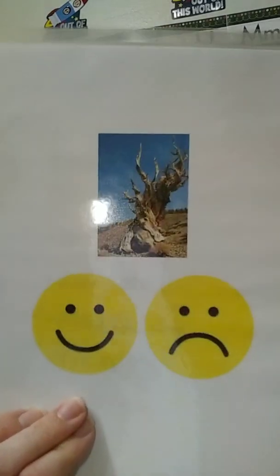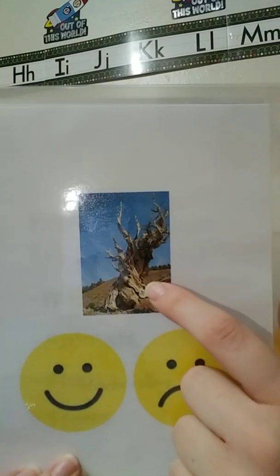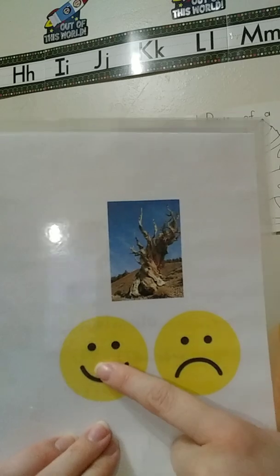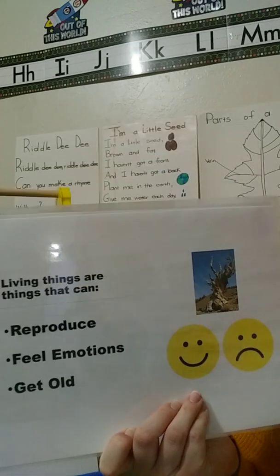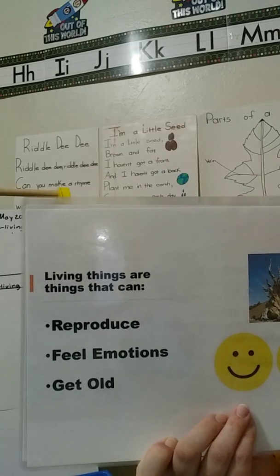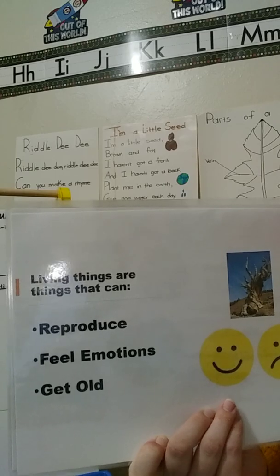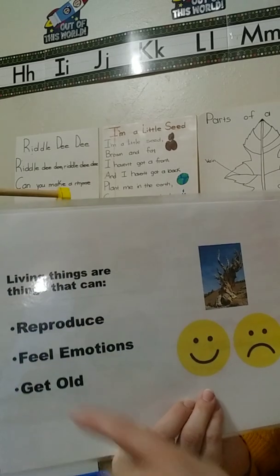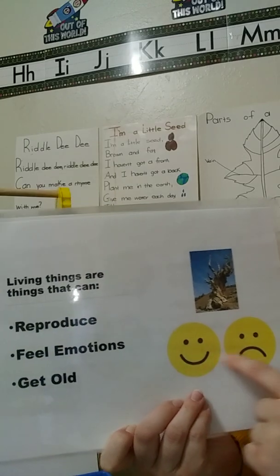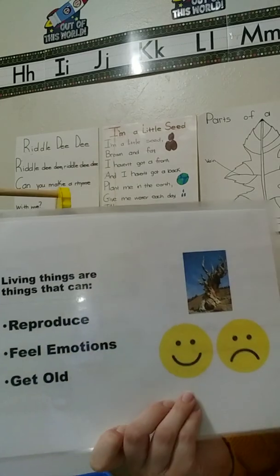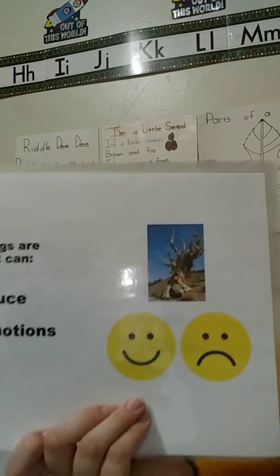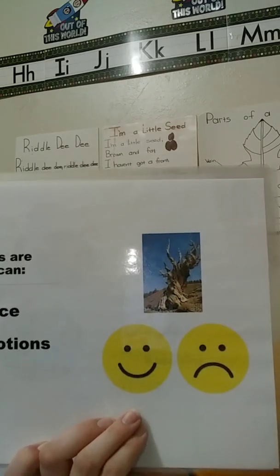Now let's look at these pictures. This is a picture of an old dead tree. And this is a happy face and a sad face. Living things are things that can reproduce. Trees can reproduce, feel emotions, and get old like this tree. People get old, plants get old, animals get old.